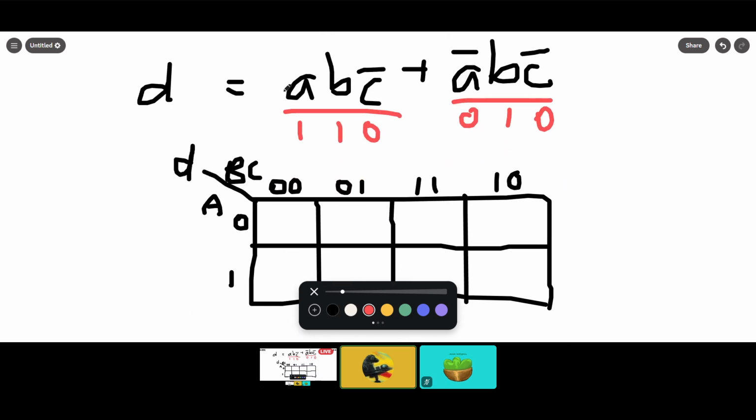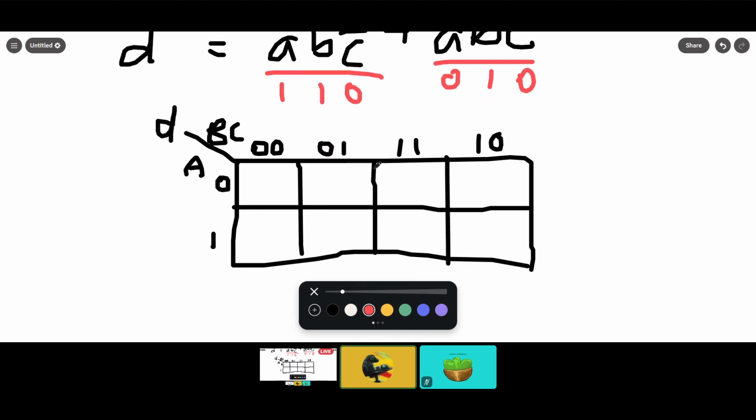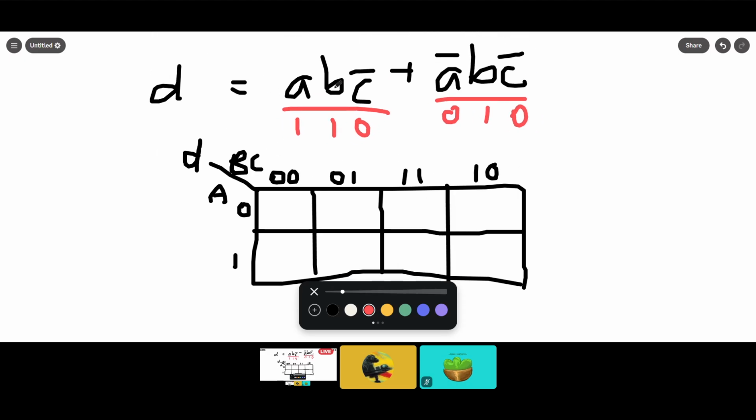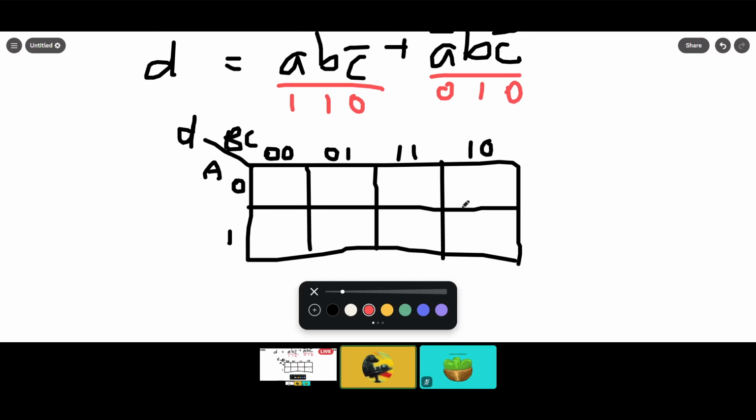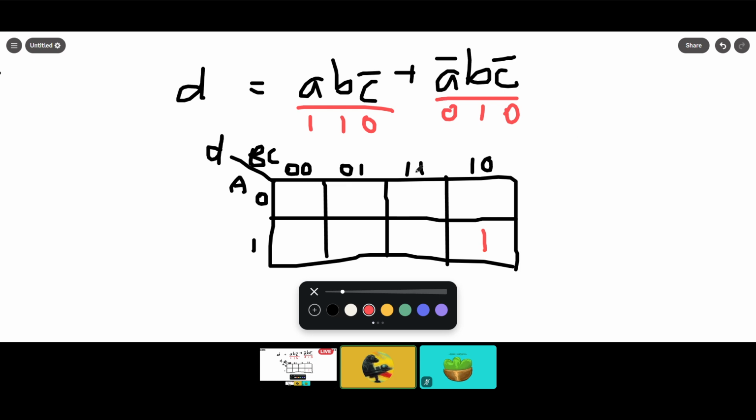And with these values, we can actually point exactly which square it should be on the kmap. A is 1, A is 1. B is 1. Oh okay, then B must be here. Then C is 0. Oh, then it's here. A 1, B 1, C 0, here. That's it. We can do the same for this one.